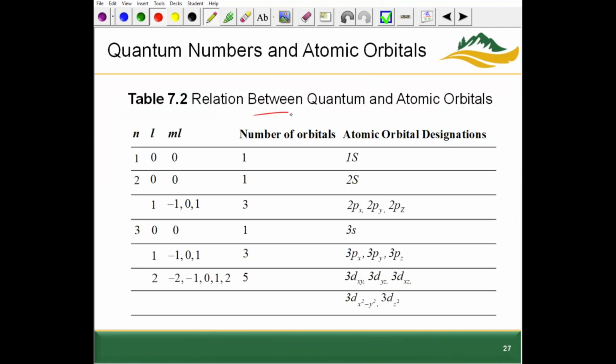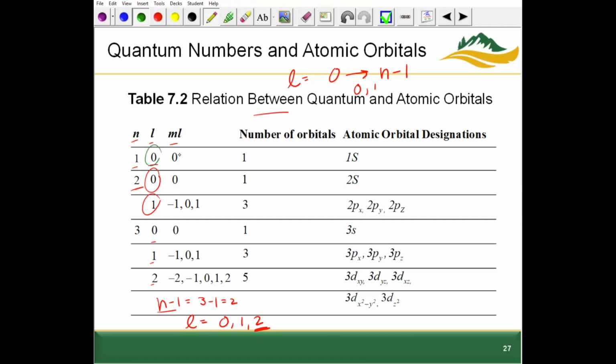Another table that could be helpful to look at, we have N, L, and M sub L. When N equals 1, L has to be 0, right? L can be 0 up through N minus 1. When N equals 2, L can be 0 and 1. When N equals 3, L can be 0, 1, or 2. Right, so N minus 1, that's 3 minus 1, that's 2. That means L can be 0, 1, or 2, up through N minus 1, which is 2.